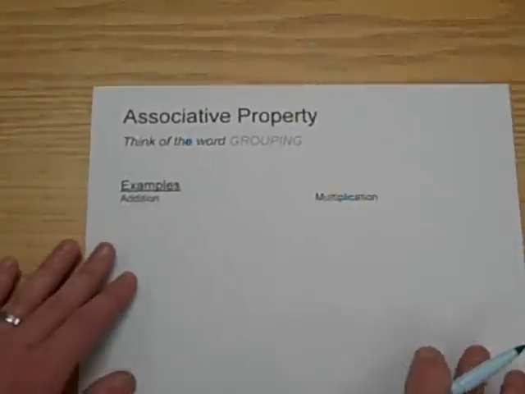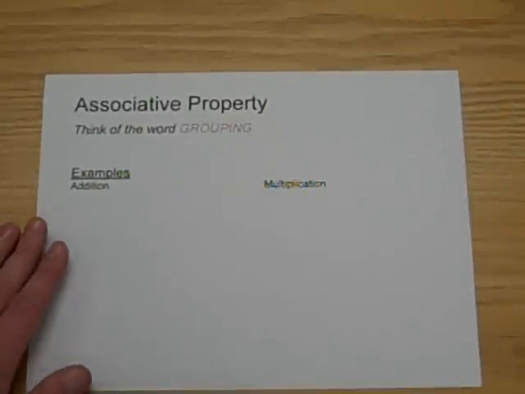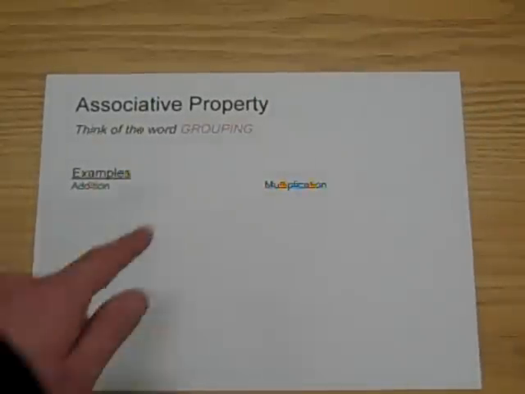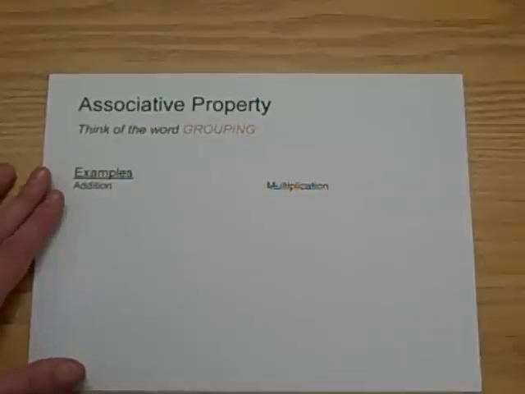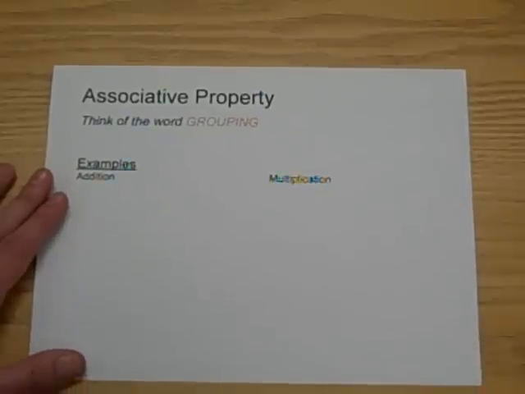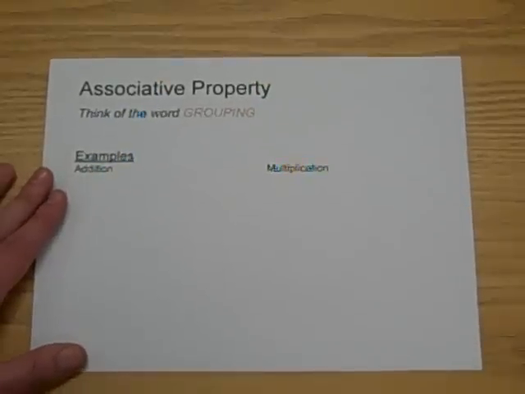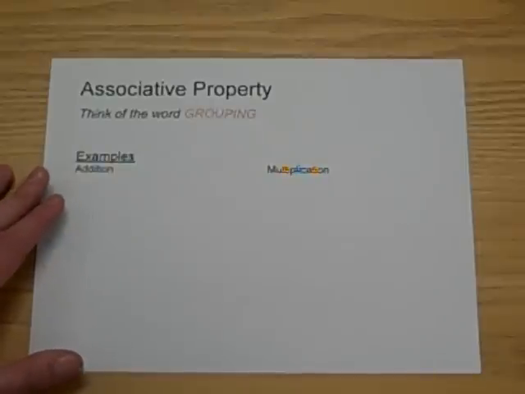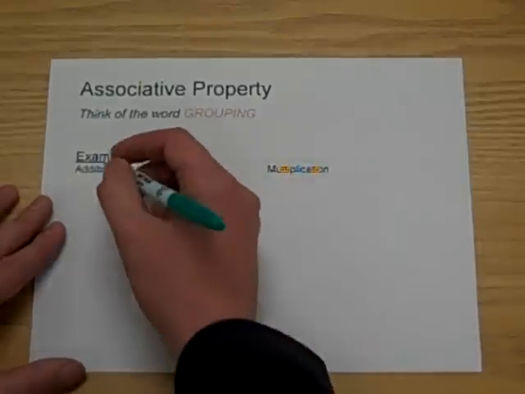Let's go to the associative property. Let's talk about a couple examples. I want you to think of the word grouping when you hear this word associative property. And some of you remember this probably from moving the parentheses around. And that's basically the thing here.